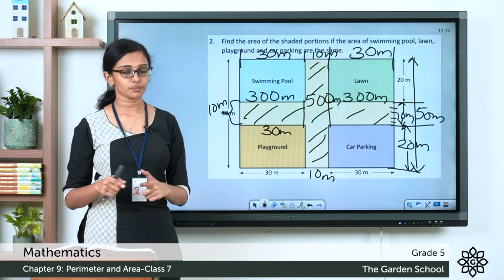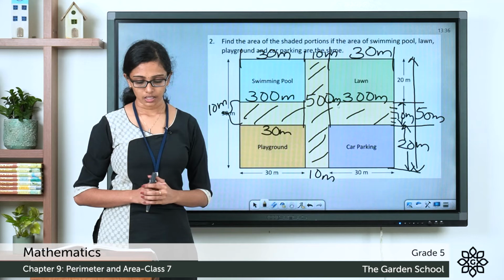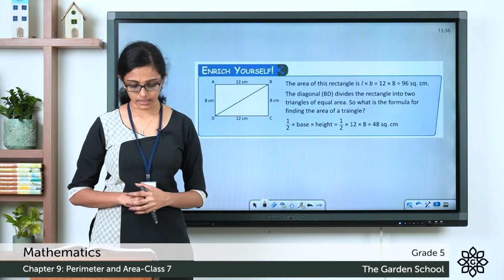You have to look into the picture in the textbook, and once again you have to work it out yourself in your notebook. Now, the next one, you can see this box, enrich yourself.